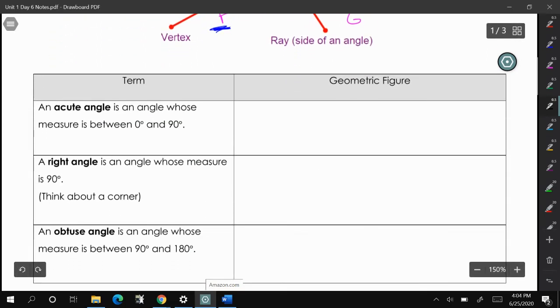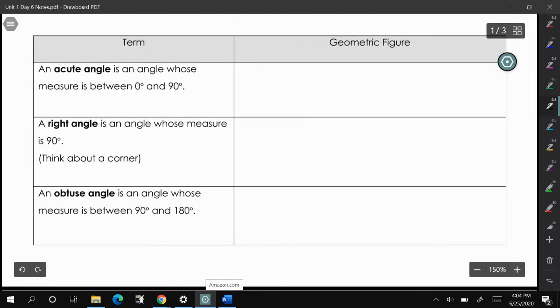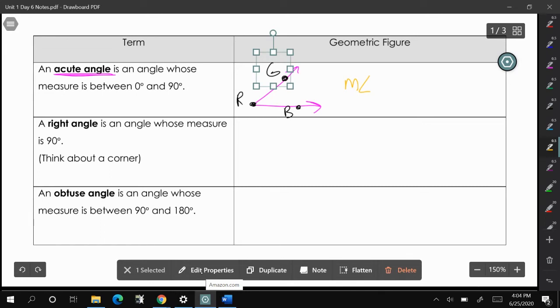There are some different types of angles that we're going to talk about. We have what's called an acute angle. It's an angle that measures between 0 and 90 degrees. So if we had an angle that looked like this, we call this angle GRB. This is an acute angle, and as long as it measures less than 90 degrees, so maybe the measure of angle GRB is equal to 50 degrees. That would be an acute angle.